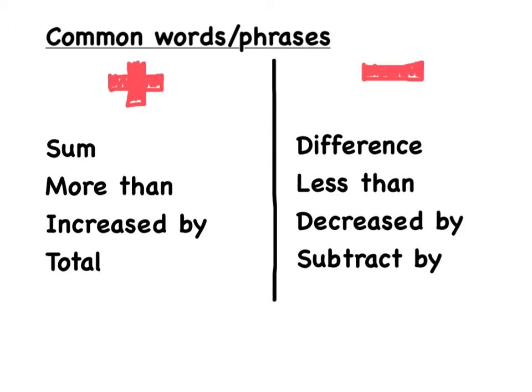Some common words and phrases for addition are sum, for example, the sum of 4 and 7. More than, for example, 8 more than 10. Increased by, which is 3 increased by 9. And total, or the total of 14 and 2.